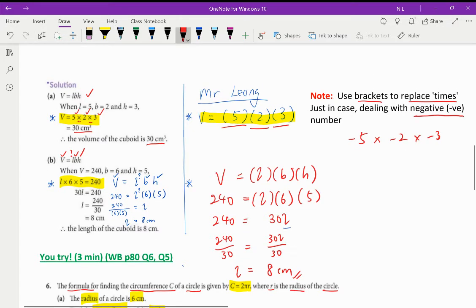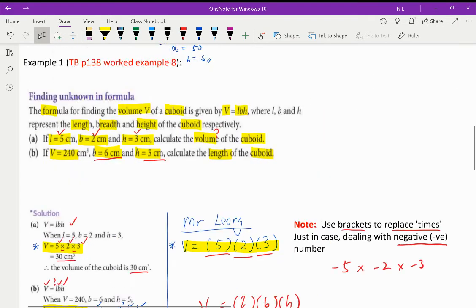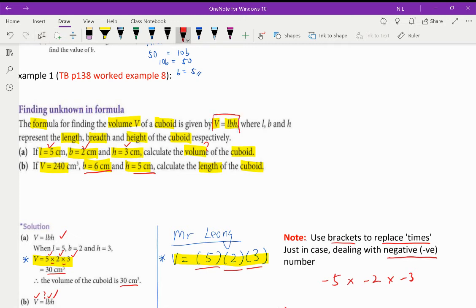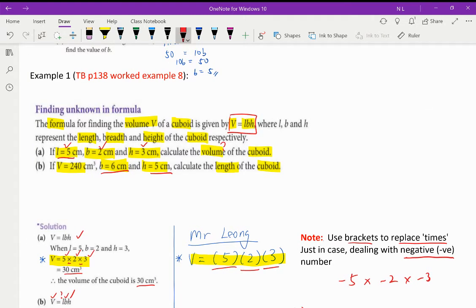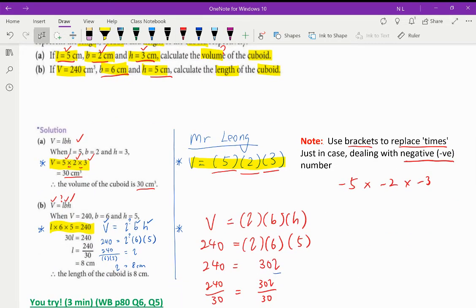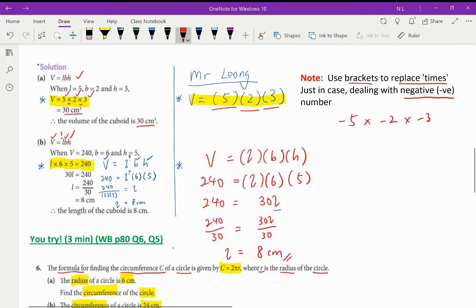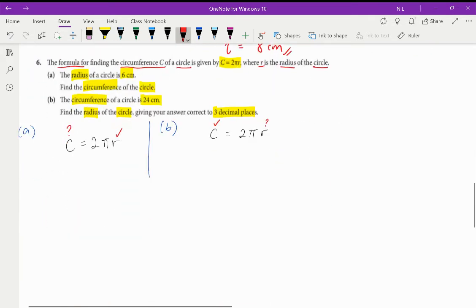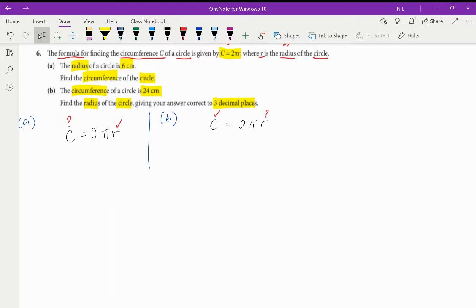So for this type of question, all you need to do is to find out what the formula is, what values are given to us, replace them into the formula, and find the unknown that we need to find. So let's look at question 6. Same thing also. Even though some of you might not have learned the circumference of a circle, it's given to us in the question. So circumference equals 2 times pi times r, where r is the radius of a circle.